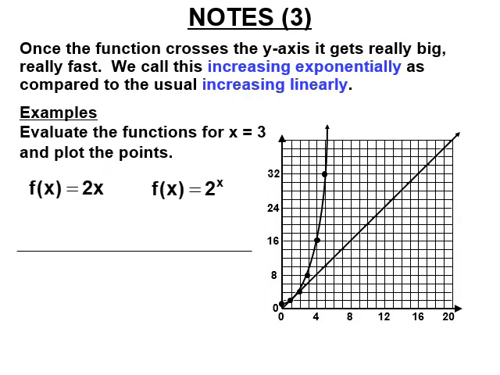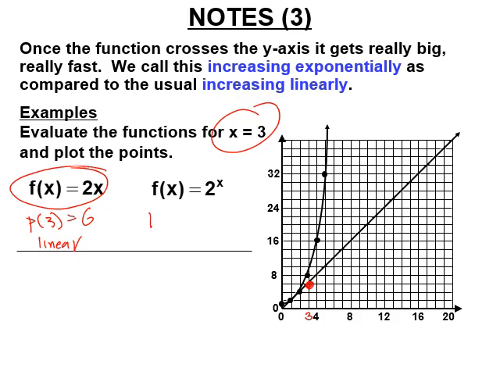So we have been increasing things linearly up until now, right? But when things increase exponentially, they increase way faster. So we're going to show that to you. We're going to evaluate these two functions for x equals 3. So f of 3 here, this is a linear function, right? And it is just 6. So at 3, it's here at 6. For f of 3 for the other one, though, 2 to the third is 8. So when x is 3, you're at 8. And we can compare those two.